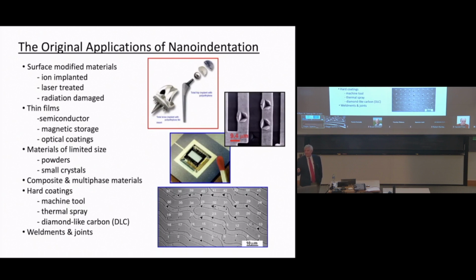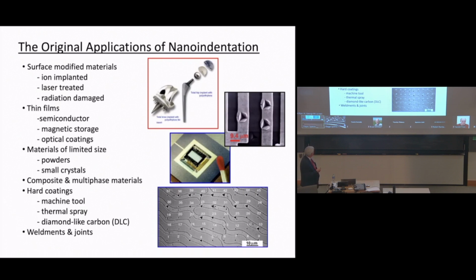So what that means is that the small ones are in the harder phase and the big ones are in the softer phase. And in fact, if you look across here, that big one is in this. I think I don't have it on here. It's a chromium silicide eutectic. And the big ones are in the chromium phase and the small ones are in the chromium silicide phase. So you can use indentation to go in and probe the properties of the components of a composite material, even when they're down on the micron scale.